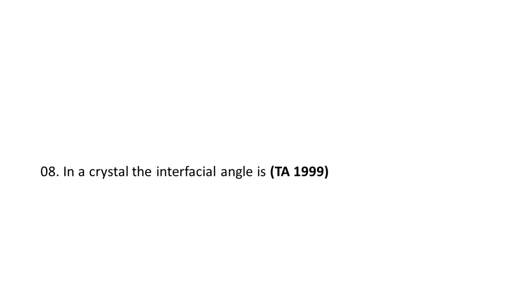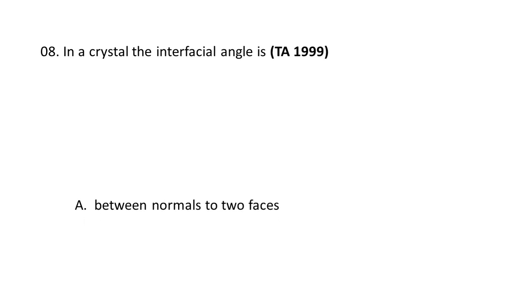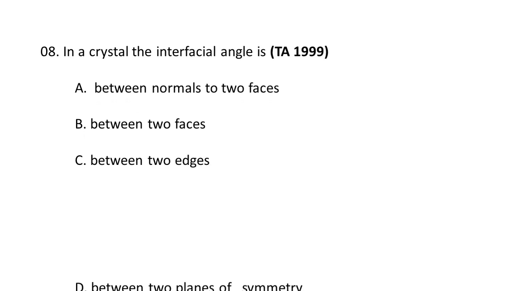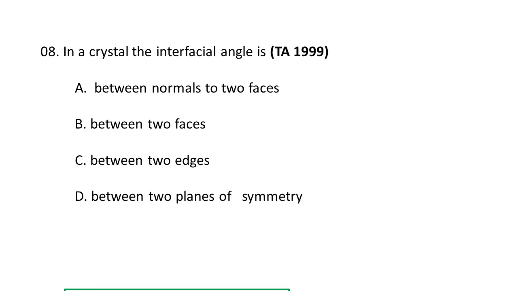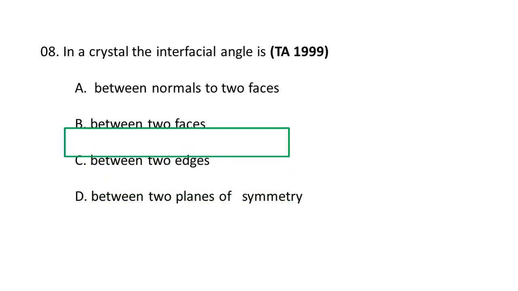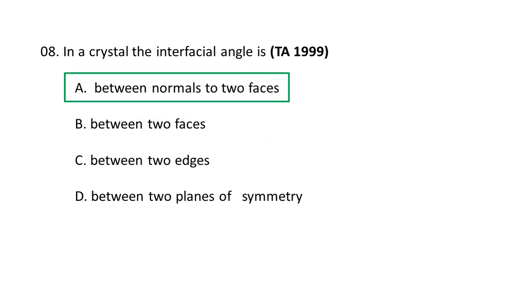Next question. In a crystal, the interfacial angle is A. Between normals to two faces, B. Between two faces, C. Between two edges, D. Between two planes of symmetry. So the correct option is A. Between normals to two faces.